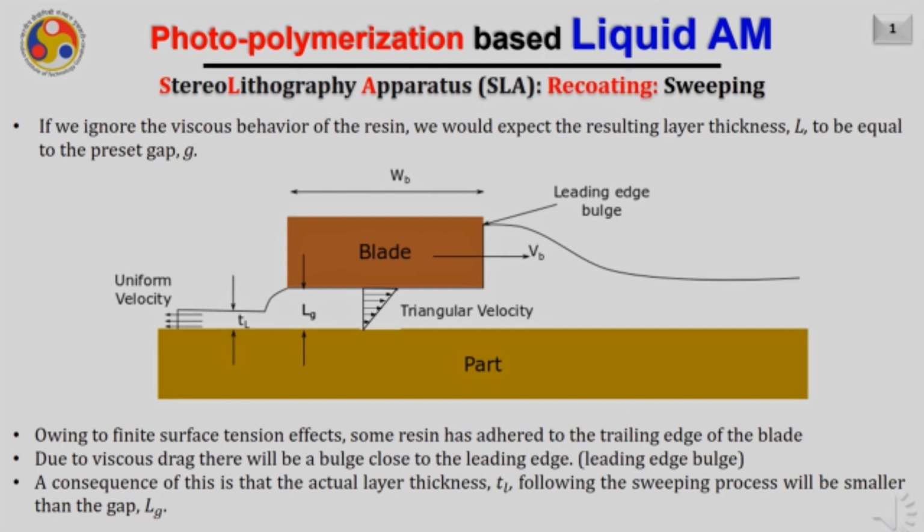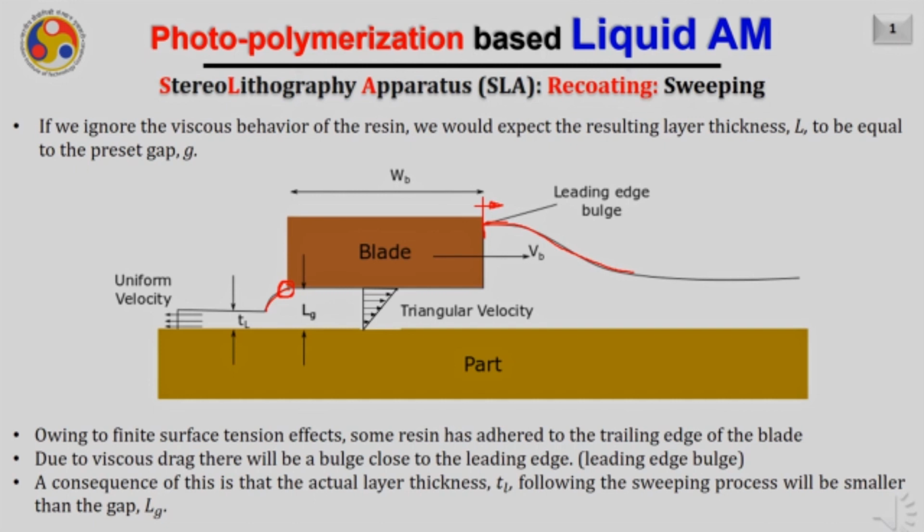If we ignore the viscous behavior of the resin, we would expect the resulting layer thickness L to be equal to the preset gap G between the blade and the part or previously built layer. But that actually doesn't happen because of the finite value of the surface tension. Due to the surface tension, some resin adheres to the trailing edge of the blade, and as a result we get a bulge shape at the back side. Also, due to the viscous drag, there will be a bulge close to the leading edge as well. This is the leading edge because the blade is moving in this direction, and this bulge looks something like this.